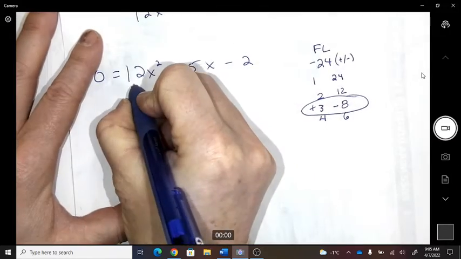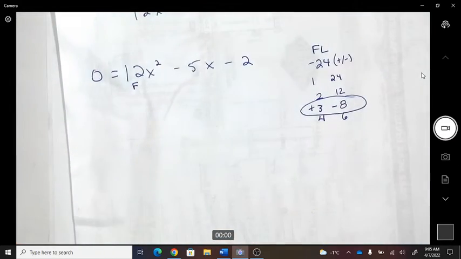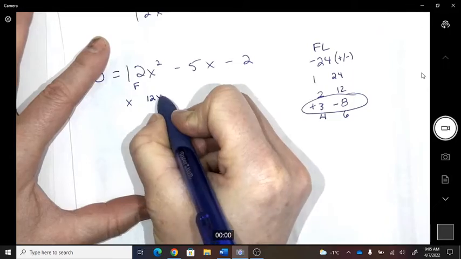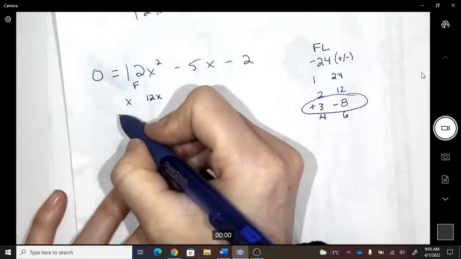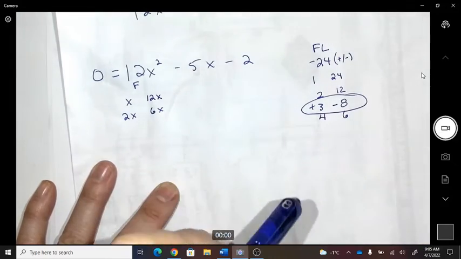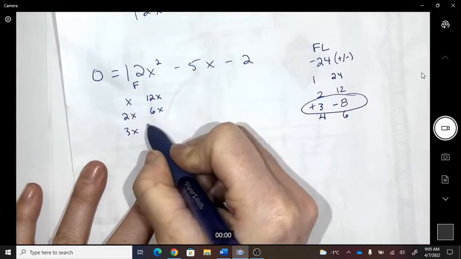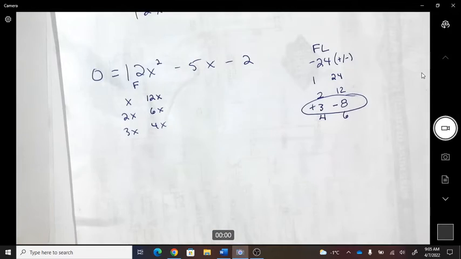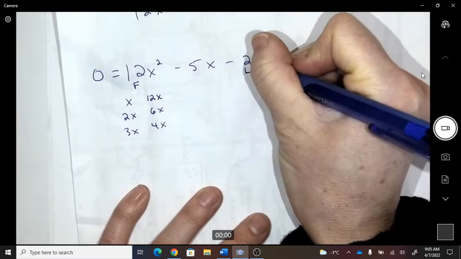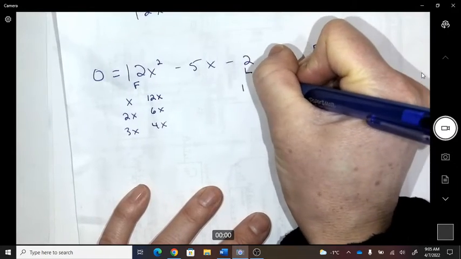Okay, now I'm going to go under the F and I'm going to think, how could I get that? So I could go 1x times 12x. I could have done 2x times 6x. Or I could have done a 3x times 4x. Okay, those are all the ways I can get that. And then I'm going to go to my last. How can I get 2? 1 times 2.